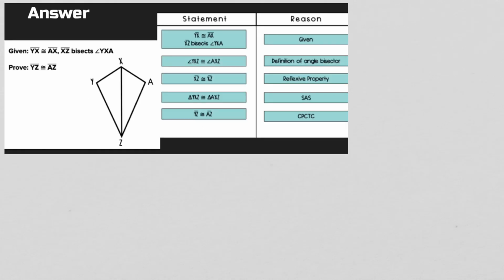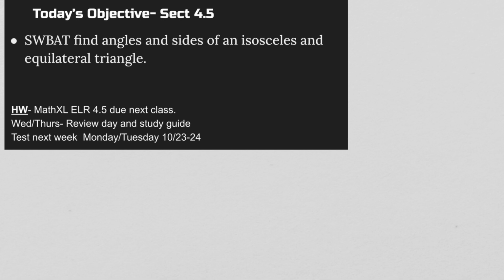So on the next slide, it has the same thing that we just went through listed. If you need to pause it, you can. This is our objective for today. This is our last objective for this chapter 4.5. It is basically on angles and sides of an isosceles and also an equilateral triangle. We're going to have Math Excel 4.5 due next class. Next class, depending on when you have me, this week it will be a review day and a study guide, and then the tests will be next week when you come in to school.